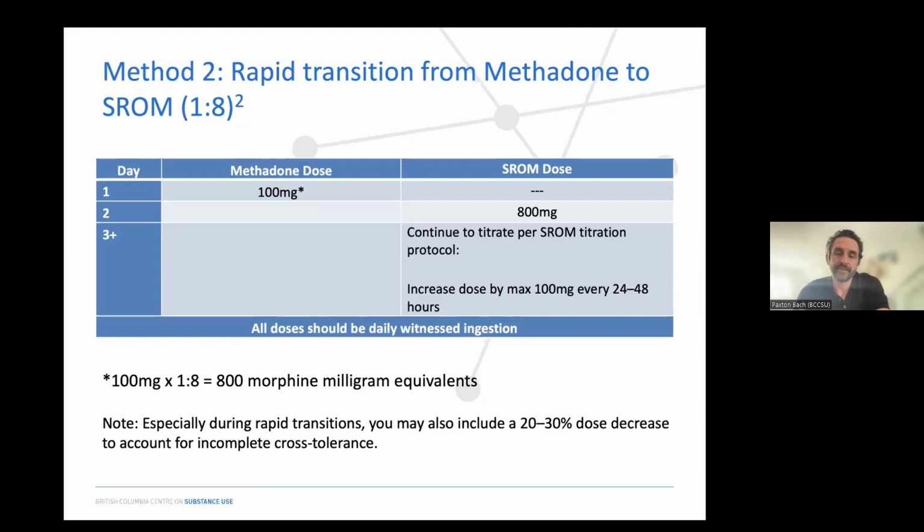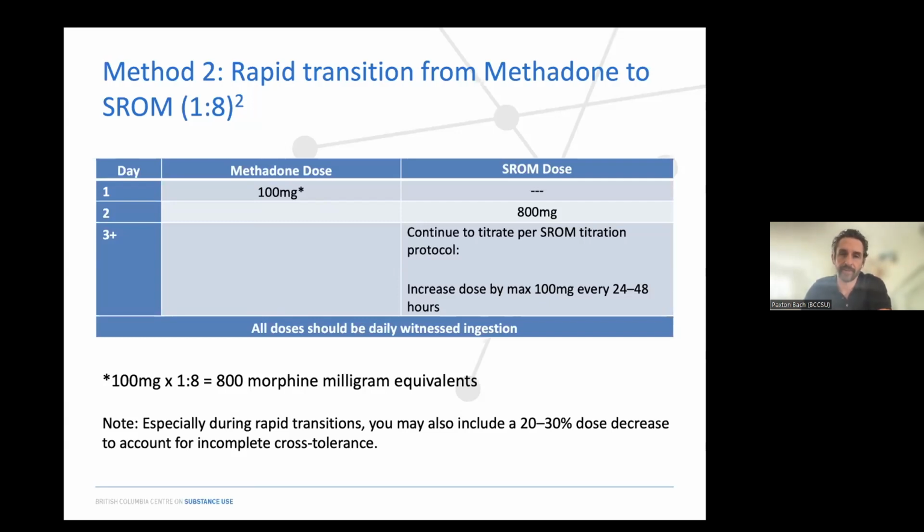If you're doing this rapid transition in somebody who's not using on top of it, who you want to be a bit more careful with, whether using a 1:8 or a 1:6 rotation, depending on the situation, you may also want to include a further dose decrease to account for a phenomenon called incomplete cross tolerance. This might be something that I would consider if somebody was on, let's say, 200 milligrams of methadone, and I just didn't feel comfortable switching them immediately to that high of a dose of Kadian. So you may include a 20 to 30% dose decrease to account for incomplete cross tolerance, and then continue to titrate the Kadian by 100 milligrams every 24 to 48 hours as needed.